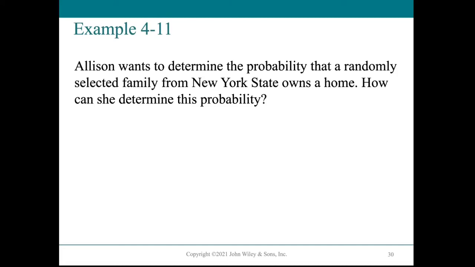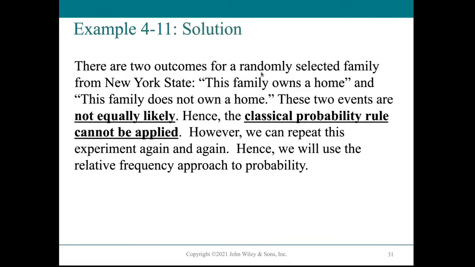How is the housing in New York? There are many factors here, but the simplest one is that whether you own a home or you do not own a home, these are not equally likely, so you cannot apply the classical probability of 50-50. You cannot just take one outcome over the total number of possible outcomes. Here you need to approach it as a relative frequency approach. You ask people from New York State multiple times and then count the number of times you get a response where they own a home, or count the number of times they don't own a home. And then the frequency over the total number of times you ask that question, that is your probability.